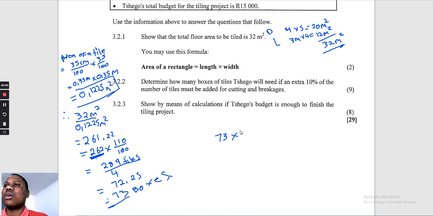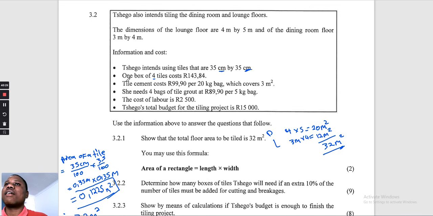143,84. So 73 multiplied by 143,84 is equal to 10,500,32. Okay, and the other thing that she's going to spend on is the tile cement.